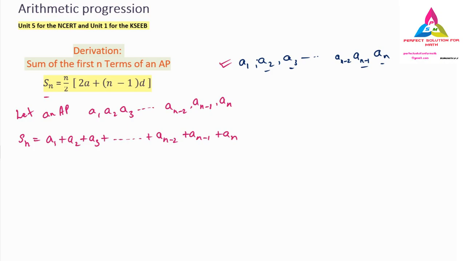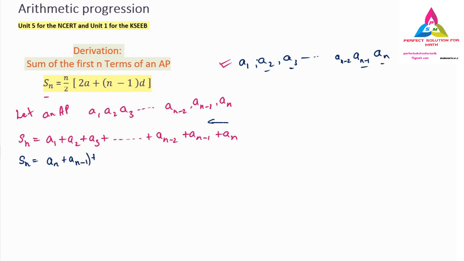the thing, the same thing I have written once again. So I will write S_n once again, but now what I will do, I will reverse the thing. So I will write first a_n. I will start from the right hand side to left hand side. a_n. Next a_{n-1}, the next one.